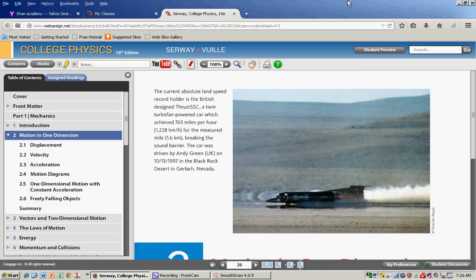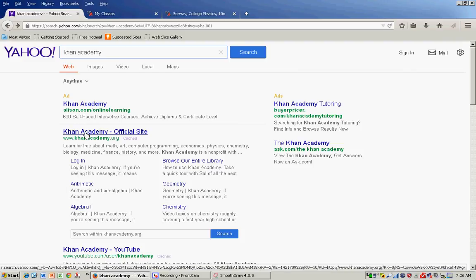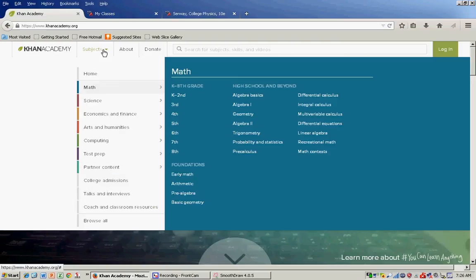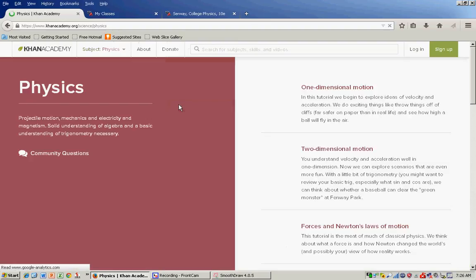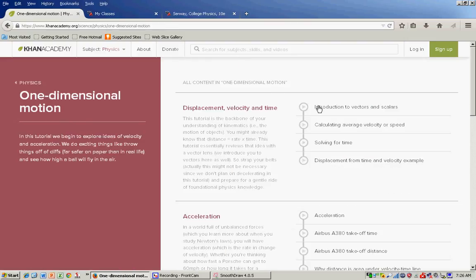I recommend also Khan Academy. You do a Google or Yahoo search on Khan Academy, and you're going to find this site. Then you look for subjects, science. Of course, choose physics. You can choose biology, chemistry, or whatever. Health, medicine. There are all kinds of cool things here, but we are concerned with physics, so go to physics. Look at this, one direction motion. Click on it, and then you have a lot of good stuff here.